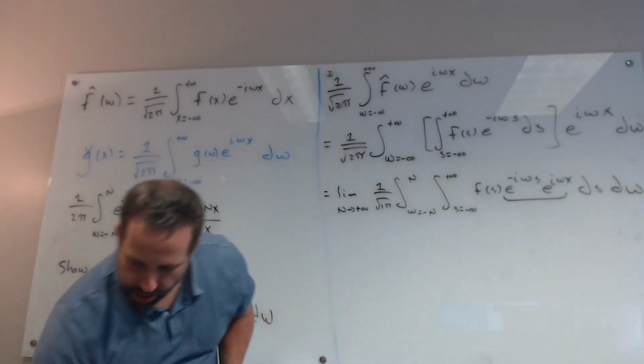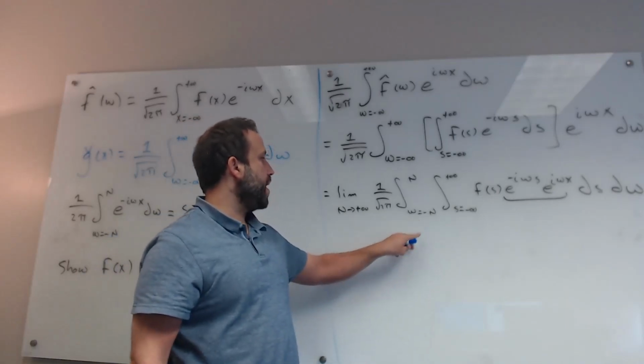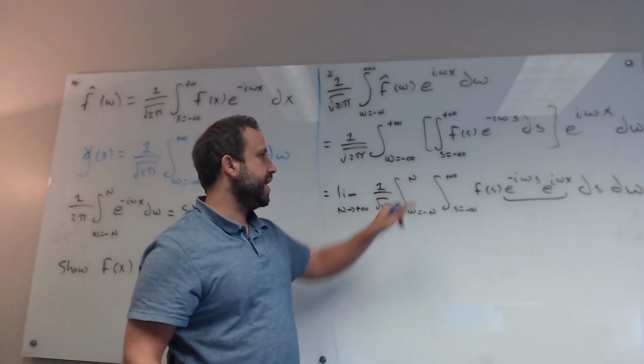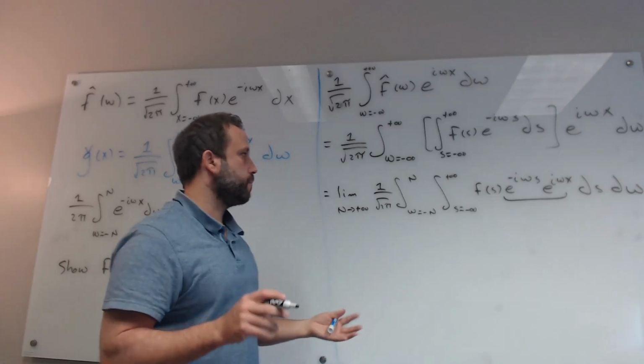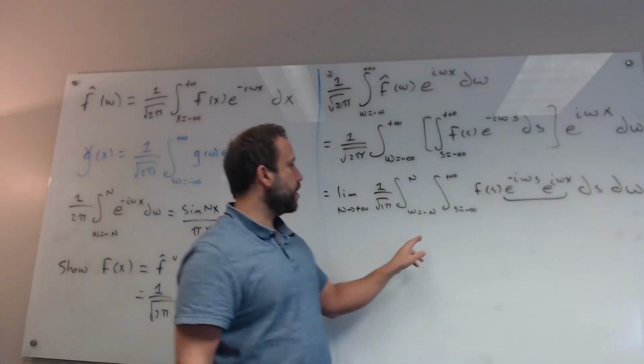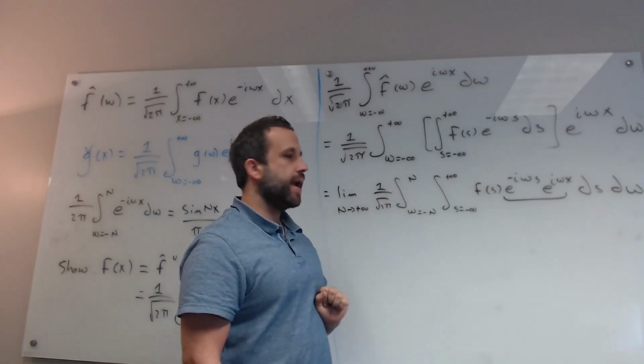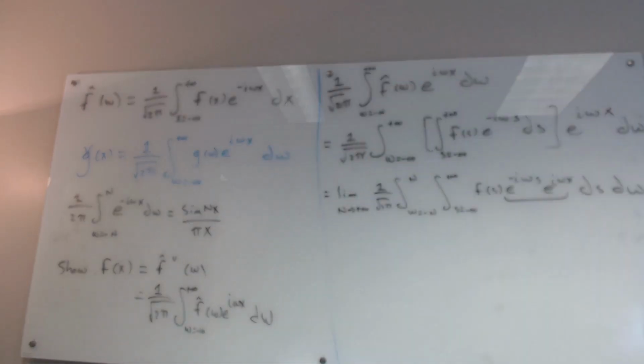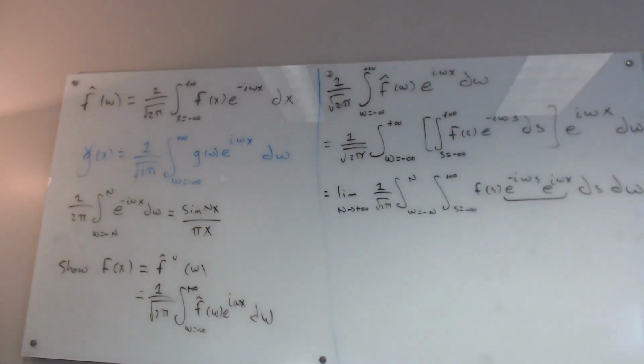However, if I limit my omega integration to go from minus n to n, I can swap it. I no longer have that problem. And the reason is I'm integrating over a bounded domain as far as omega goes, and the functions I'm computing are continuous, which means they're bounded over omega.